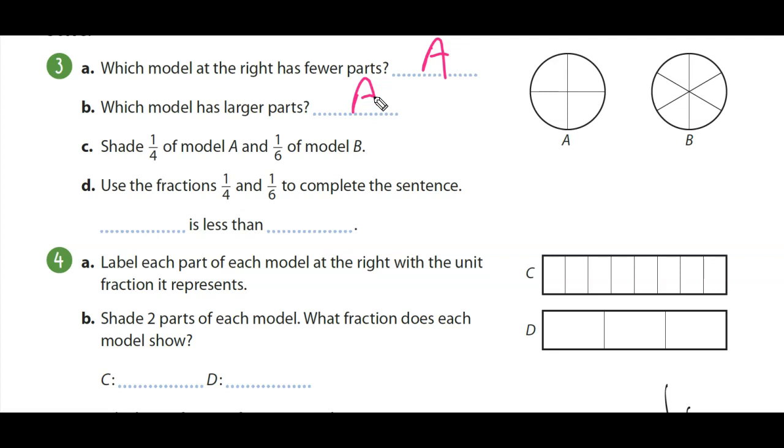Shade 1/4 of model A. I can do 1/4. This is A. It says shade 1/4 of model A. Then it says shade 1/6 of model B.